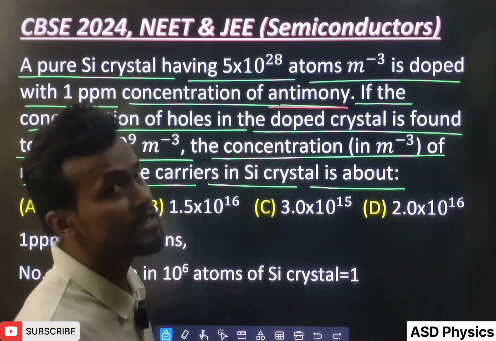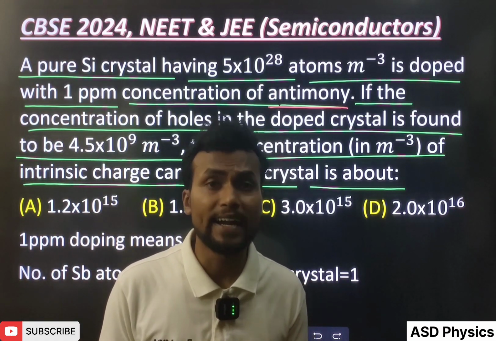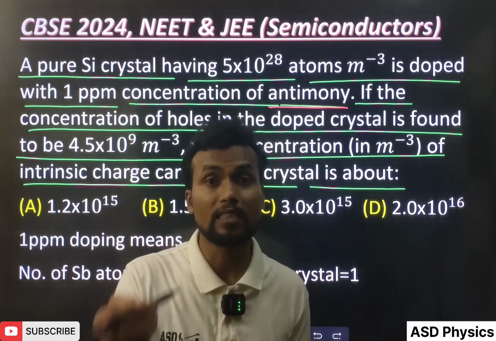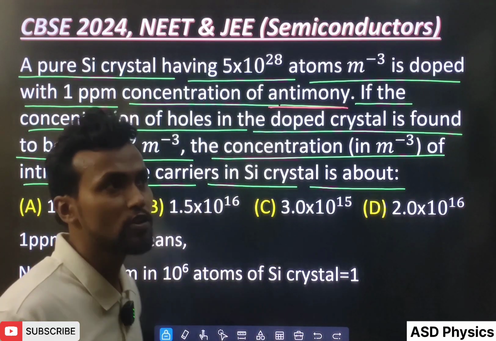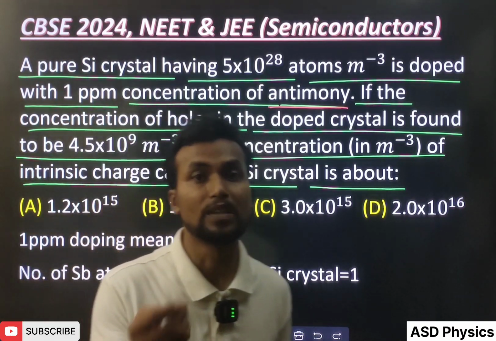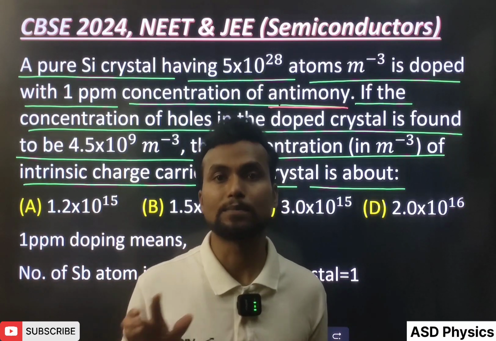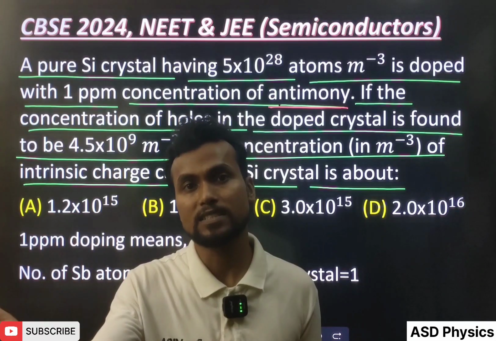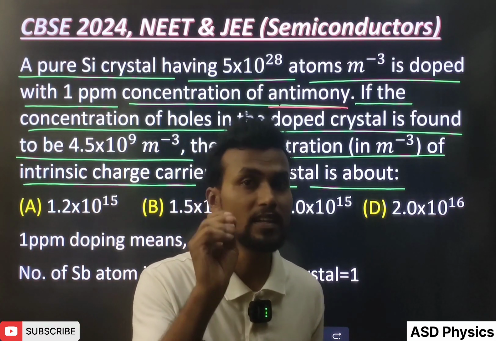Here it is given antimony. Remember that phosphorus, arsenic, antimony are the pentavalent impurities. They will make the intrinsic semiconductor an n-type semiconductor after doping. Similarly, boron, aluminum, gallium will make the intrinsic semiconductor a p-type semiconductor after doping. Remember that n-type semiconductor has excess electrons and p-type has excess holes, but they are electrically neutral.